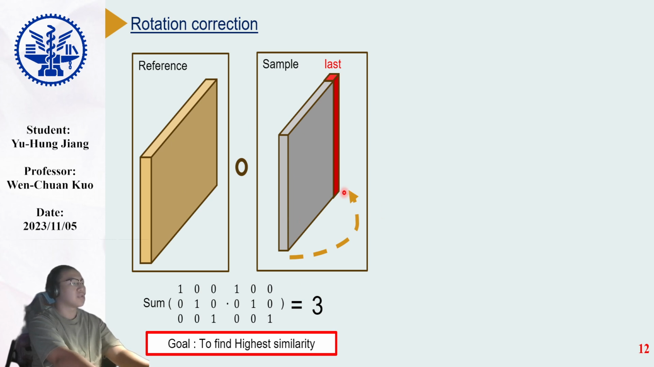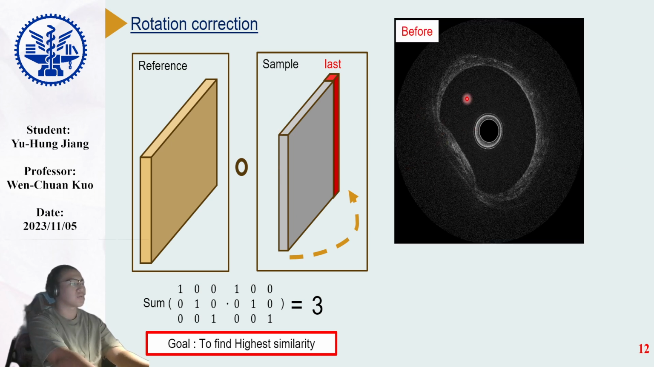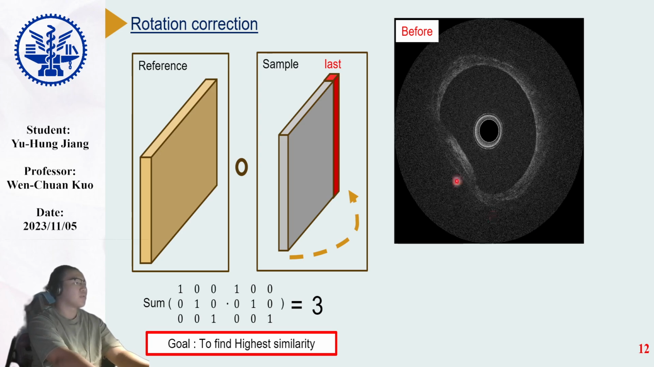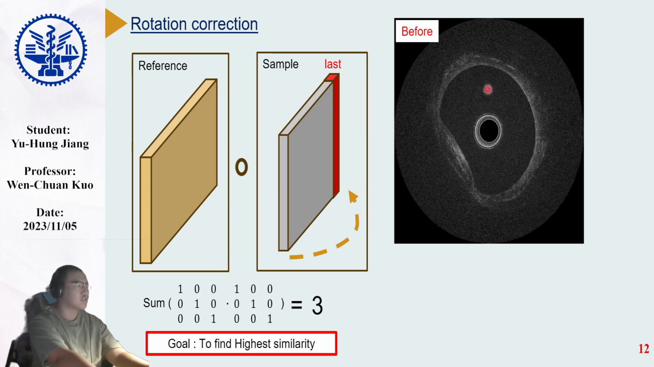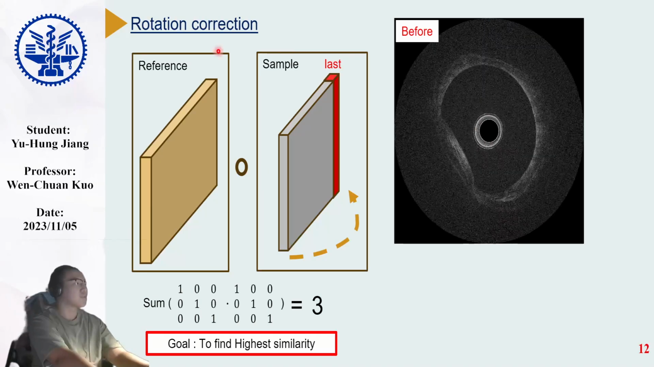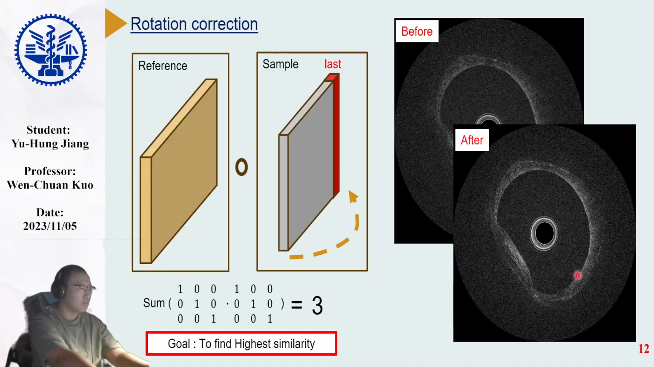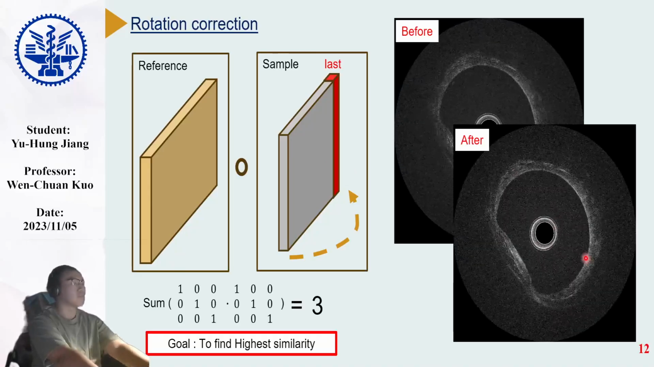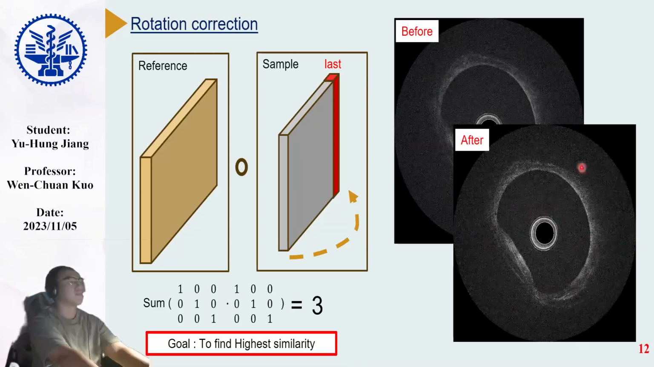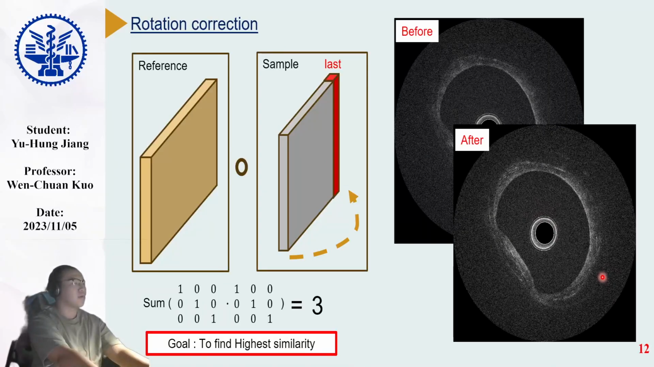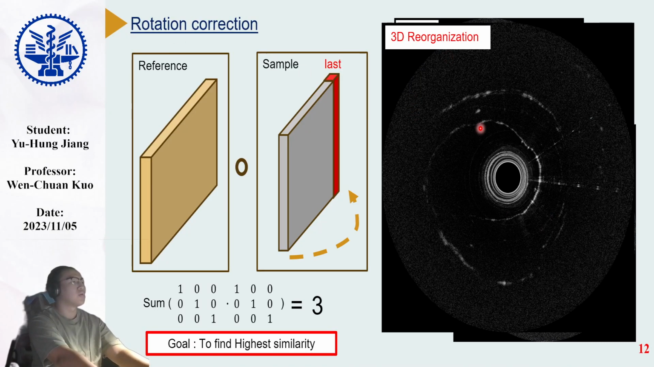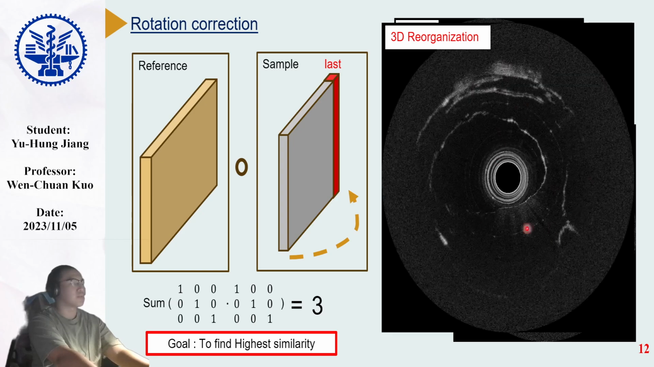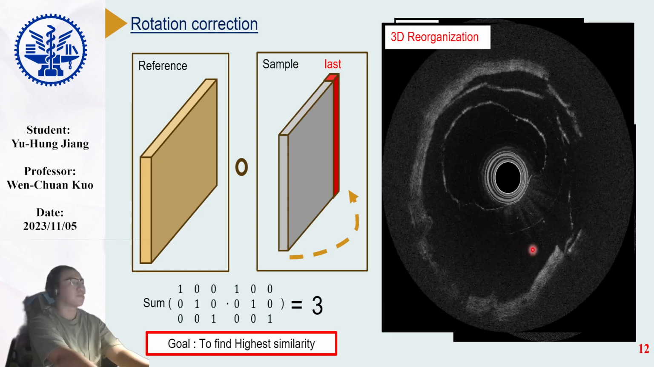without the shaking. Then we can quantify it, and we can see the result shown on the right side. Before, we can see the image has shaking, and after the rotation correction, we can see the sample image has no shaking. Through the rotation correction, we can also get a 3D reconstruction of the continuous image.